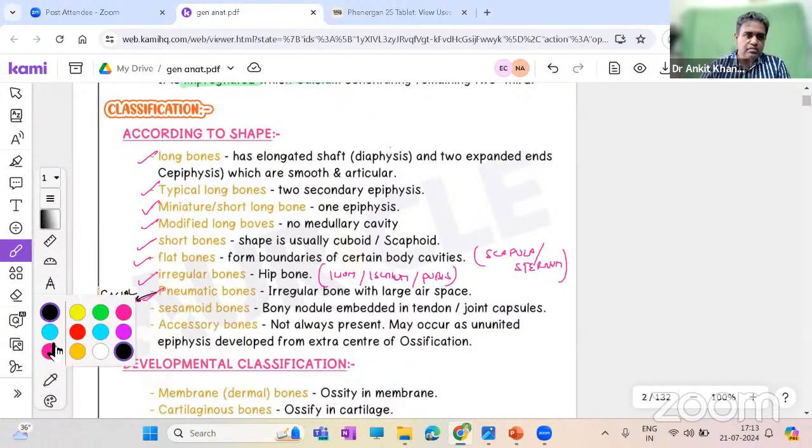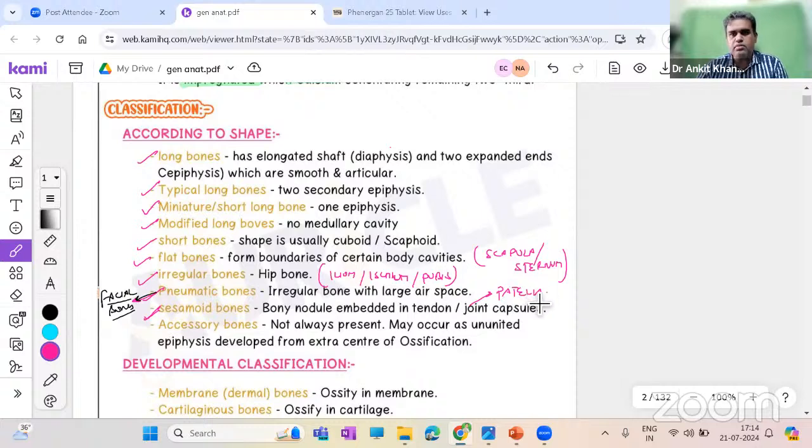Sesamoid bones are the bones which are not there in the initial part of development, but they are actually the bones which come from the muscle tendon. So it is a muscle tendon which, when it is rubbing against any bony structure, forms a hard structure over there that is known as sesamoid bone. The most famous example of sesamoid bone will be what? It will be our bone in front of the knee joint, that is the patella.